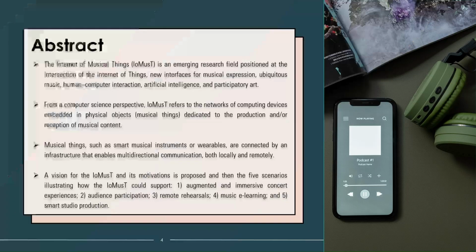When we come to the abstract, the Internet of Musical Things, abbreviated as IoMusT, is an emerging research field positioned at the intersection of the Internet of Things, new interfaces for musical expression, ubiquitous music, human-computer interaction, artificial intelligence, and participatory art. From a computer science perspective, IoMusT refers to the networks of computing devices embedded in physical objects dedicated to the production and or reception of musical content.